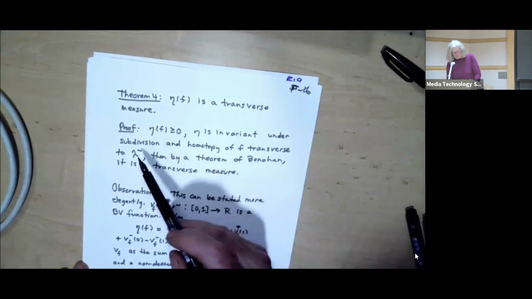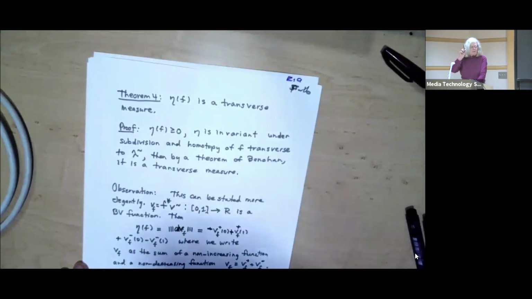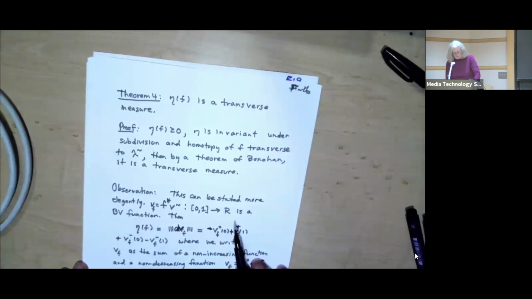It's invariant under subdivisions. That is, if I break up the curve into regions, the eta of the total curve is the sum of the etas on the small curves, and it's invariant under homotopies of F transverse to the lamination. That's a theorem of Bonahon that says that's the transverse measure.